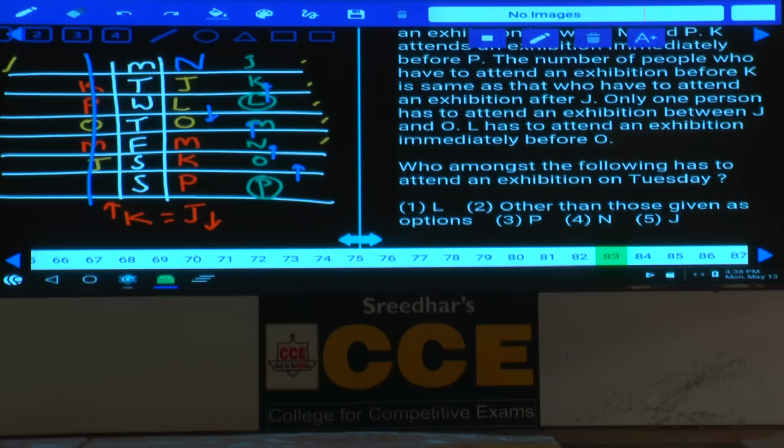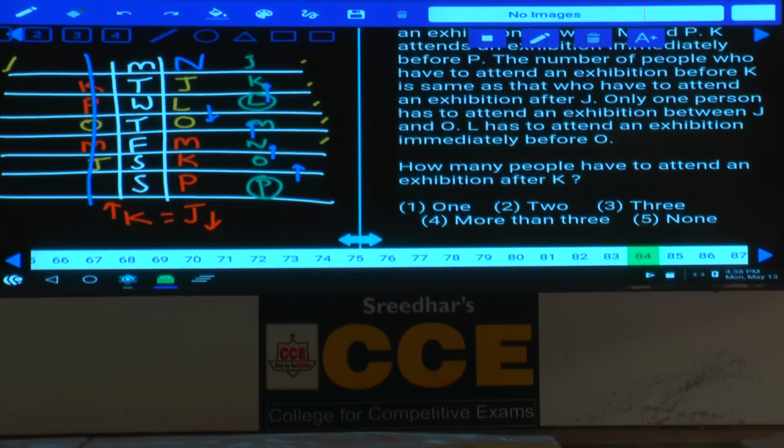Who among the following has to attend an examination on Tuesday? On Tuesday, that is J. J, choice 5. Then 84. How many people have to attend an examination after K? After K, there is only 1 person. Only one, that is choice 1.